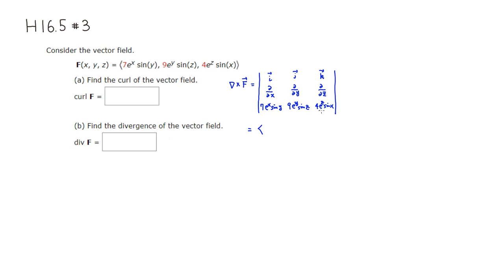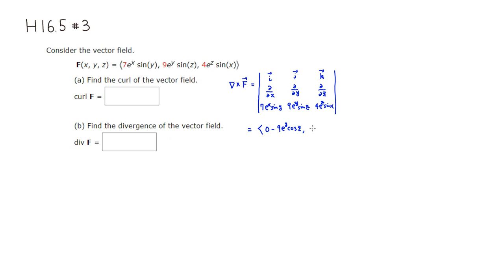So the partial of this guy with respect to y. You can see that it has nothing to do with y, so it's going to be 0, minus the partial of this guy with respect to z. So 9 e to the y is just a constant, and the partial derivative of sine of z is cosine of z. So we have that.